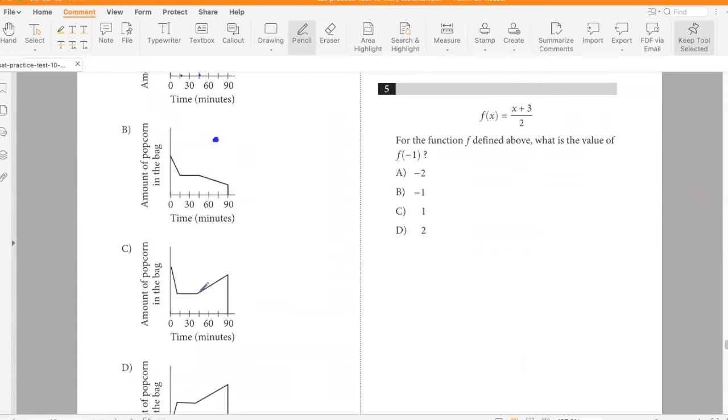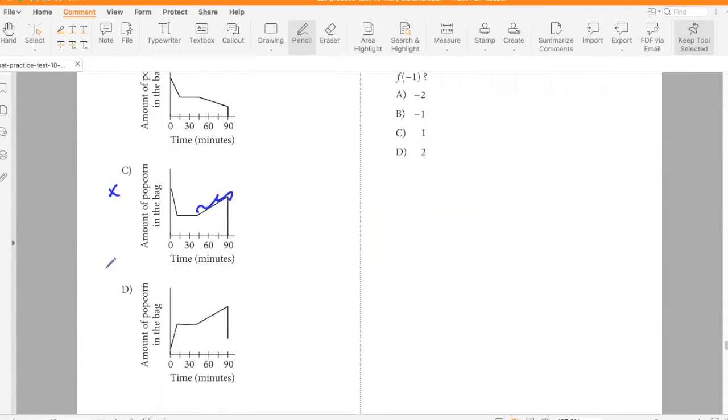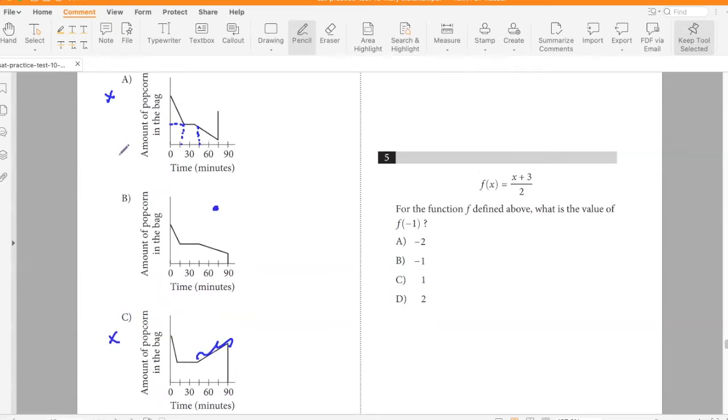Okay, here the problem is that the amount of popcorn is increasing between 45 and 90 minutes. That is not possible because he was eating the popcorn. So it's not C. And here again also the amount of popcorn is increasing at 2 places. So the best answer is option B.